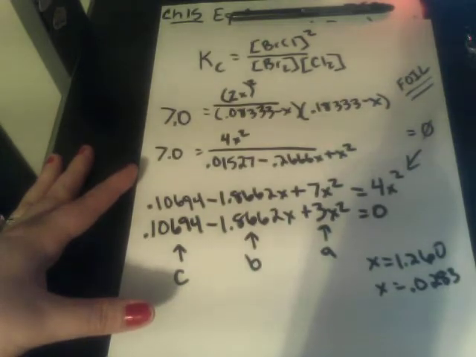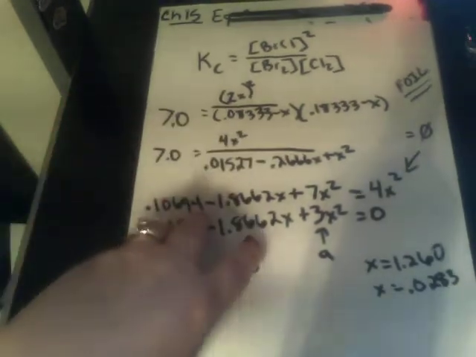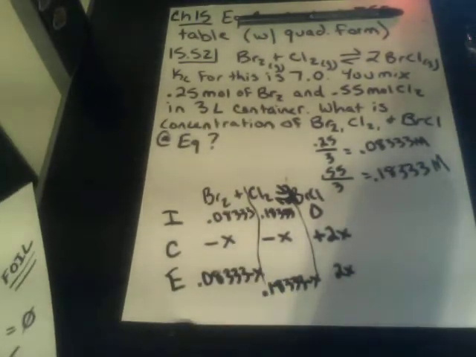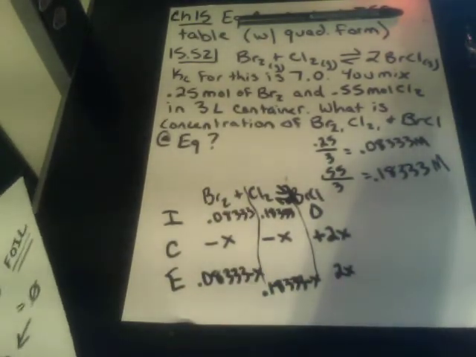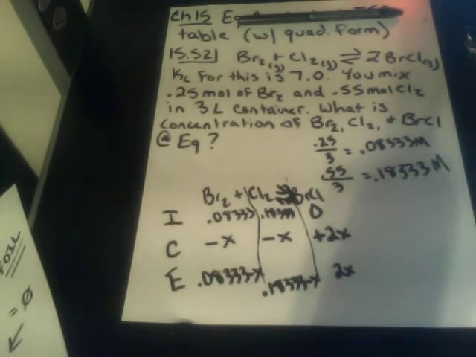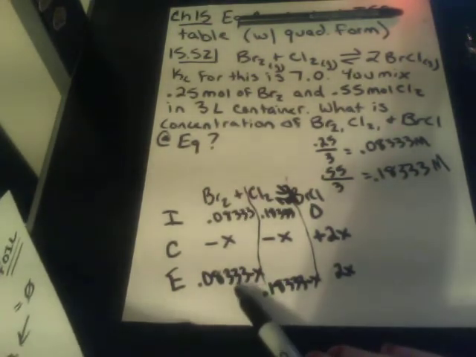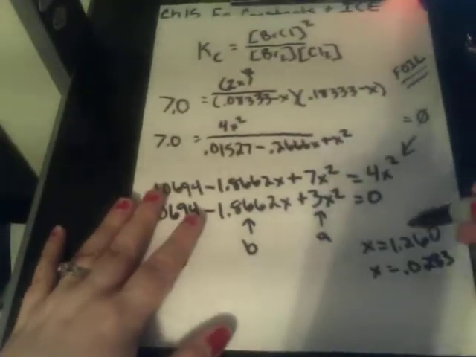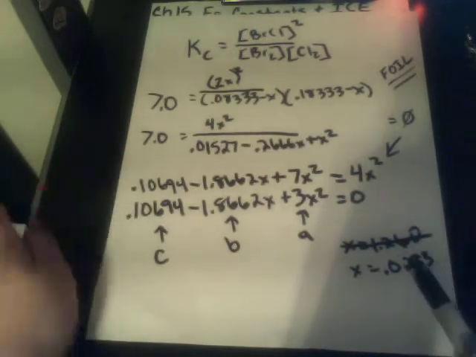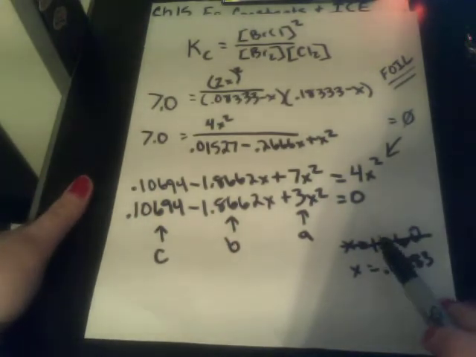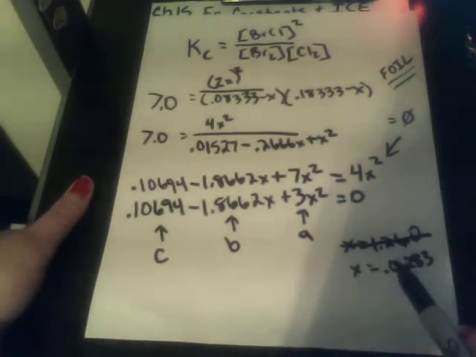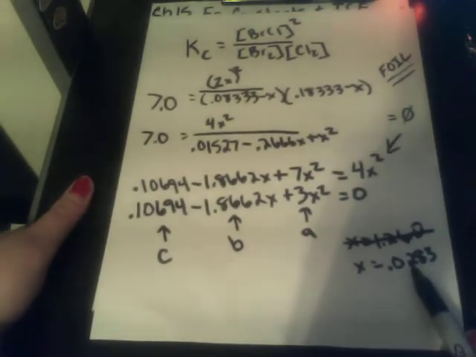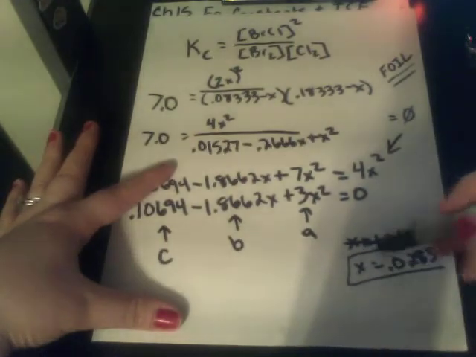Now here's the deal. What were our initial concentrations? Our initial concentrations were as low as 0.08333. Is it possible to subtract a whole 1.26 from this? Absolutely not. So it can't be this answer. When you do your quadratic, you'll either come up with an answer that's way too big and one that makes sense, or one that's negative and one that makes sense. So clearly pick the one that makes sense. So this must be my x.